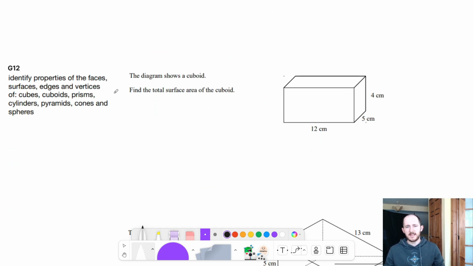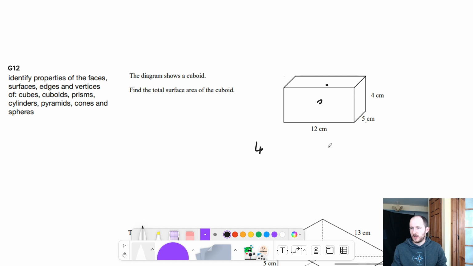Identify properties of the faces, surfaces, edges, and vertices of cubes, cuboids, prisms, cylinders, pyramids, cones, and spheres. So you may be asked to work out things like the total surface area. So you should know that the surface area is basically just the area of all the faces added together. With a cuboid, these faces here, here, and then one on the back and one on the bottom are actually all the same. So you have 4 faces that are just this kind of rectangle.